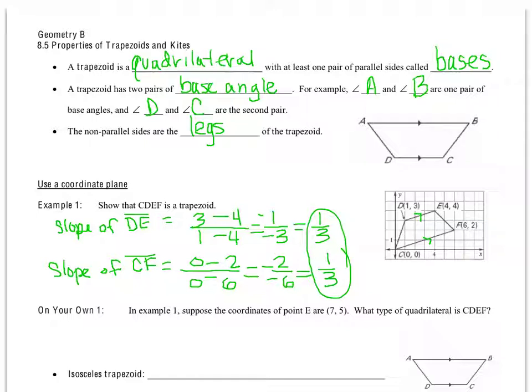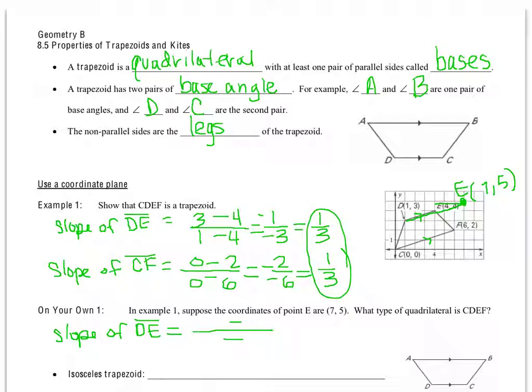On your own, one says in example 1, suppose the coordinates of E are 7, 5. So that would be right up here. So suppose I have 7, 5 as my new E. It says, what type of quadrilateral is CDEF? So now we need to find the slope of DE, our new slope of DE. And if it's still 1/3, then it will still be a trapezoid.